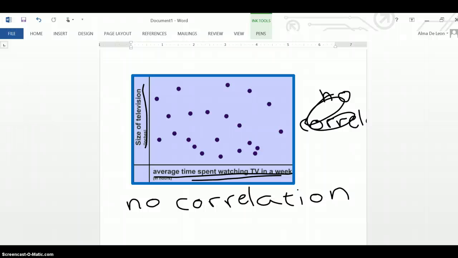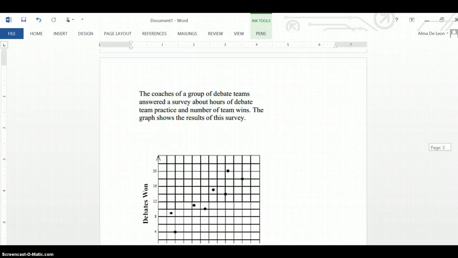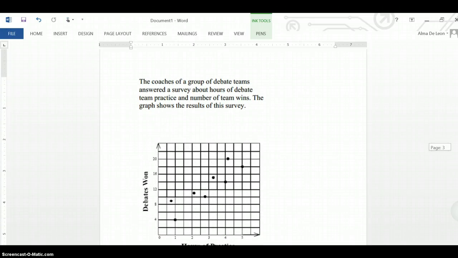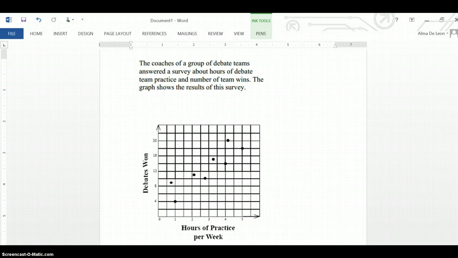Okay, so now that we kind of have an idea of what positive, negative, and no correlation look like, let's do one example. The coaches of a group of debate teams answered a survey about hours of debate team practice and number of team wins. The graph shows the results of the survey.